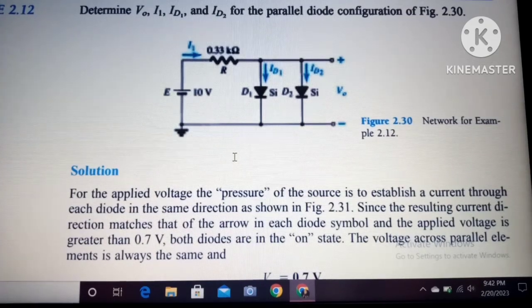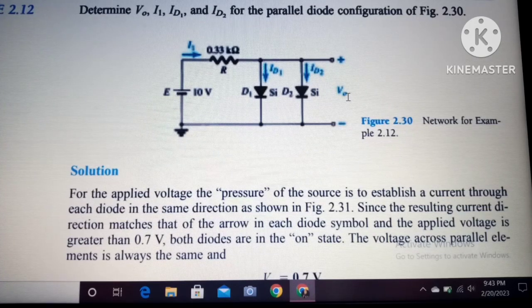Here is the given circuit. It is an example of chapter number 2, 2.12. Here we have two silicon diodes whose values are 0.7 volts each. Here is the battery of 10 volt and the resistor of 0.03 kilo ohm. So we have to find V0, I1, the current across this resistor, and ID1 and ID2, the currents across both diodes.